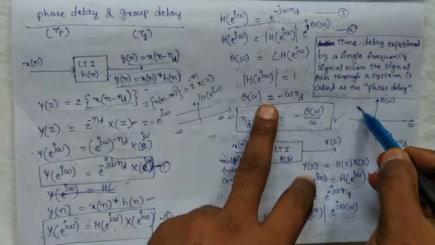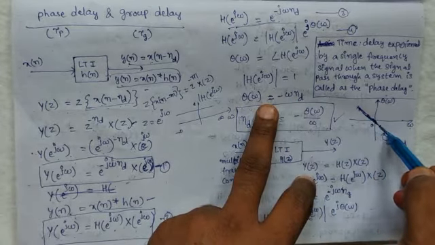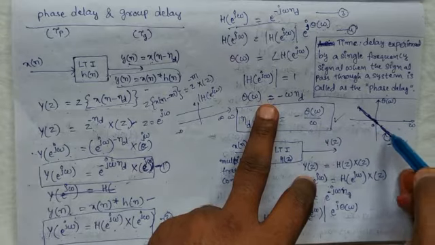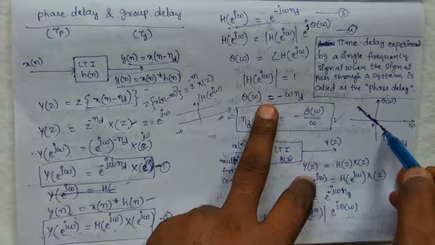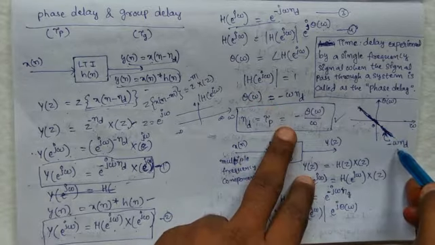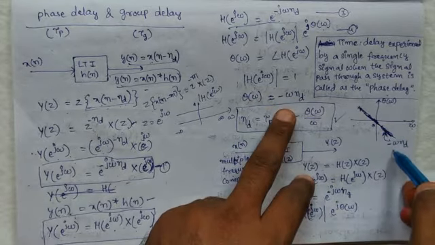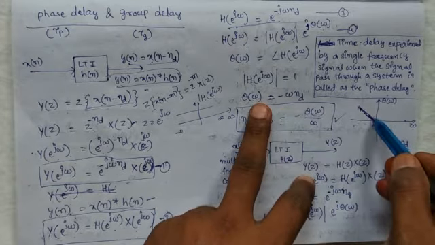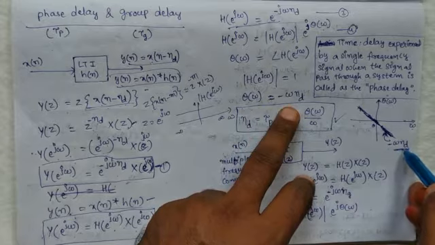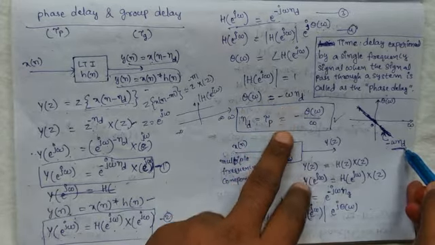It shows linear characteristics. This is a linear phase response. Here the slope of this is what? The phase angle theta of omega is equal to minus omega into nd.